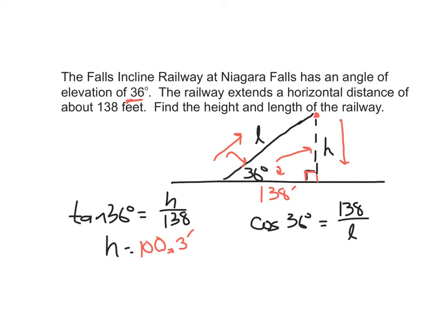And to get the length, I'm using cosine because I need the hypotenuse. And cosine is adjacent, which is the 138, over the hypotenuse, which I don't know. So because my L is in my denominator, I'm going to divide 138 by cosine 36. And I would get the length is 170.6. Now, again, it's not degrees, it's feet, sorry.